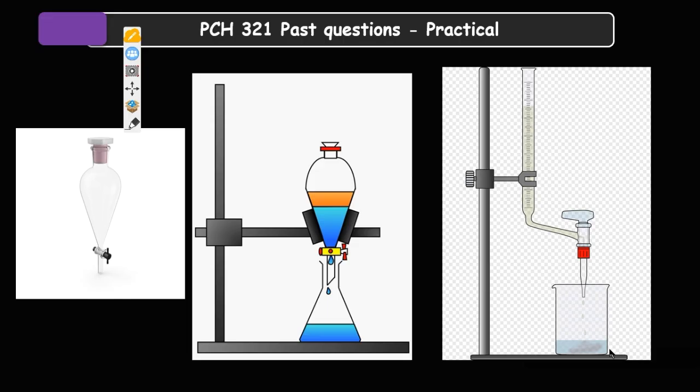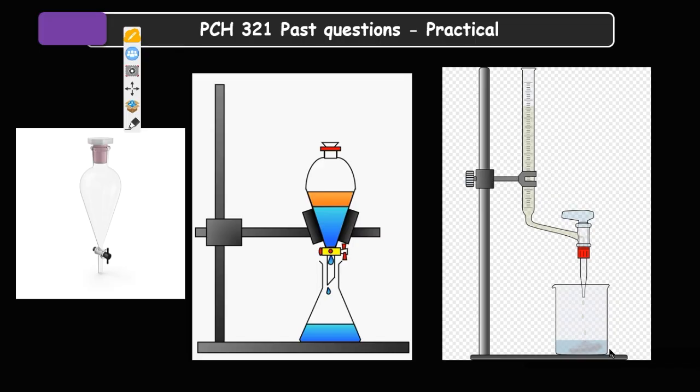It's a method of extraction of a particular substance based on solubility in two different immiscible liquids, or two different immiscible solvents. Is that okay? So that's what partitioning is all about.